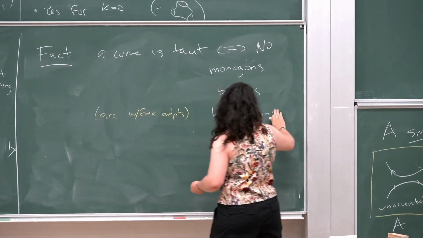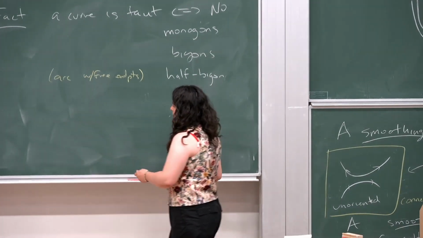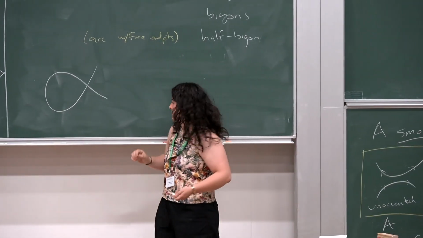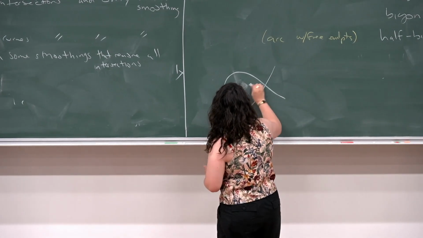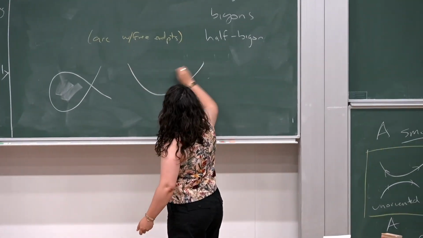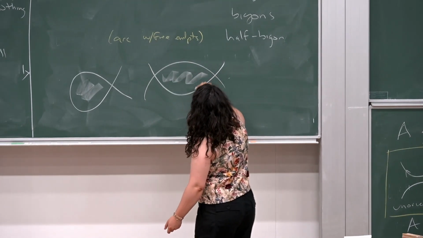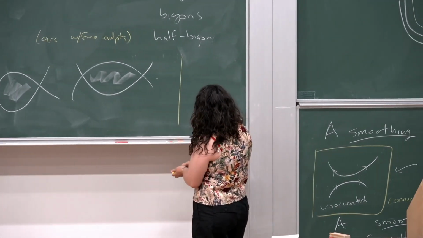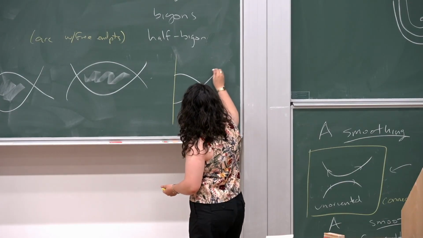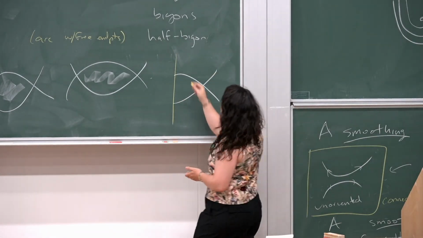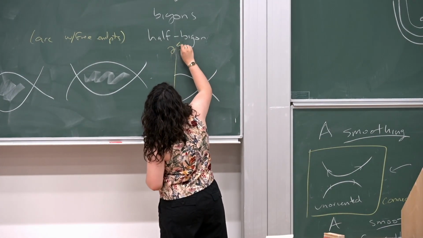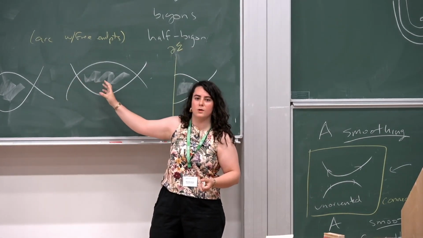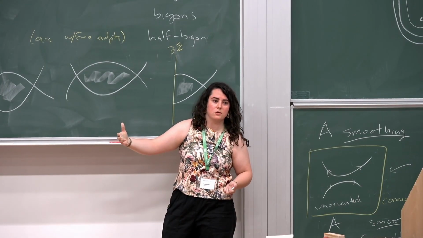So what do these things mean? A monogon is a disk with a single corner. So this has no topology inside it. A bigon is a disk with 2 corners, and a half bigon is a triangle that forms with the boundary of the surface, like this. So here again I have a disk, and I think in all of these cases you can see that there's a homotopy that reduces intersection number.